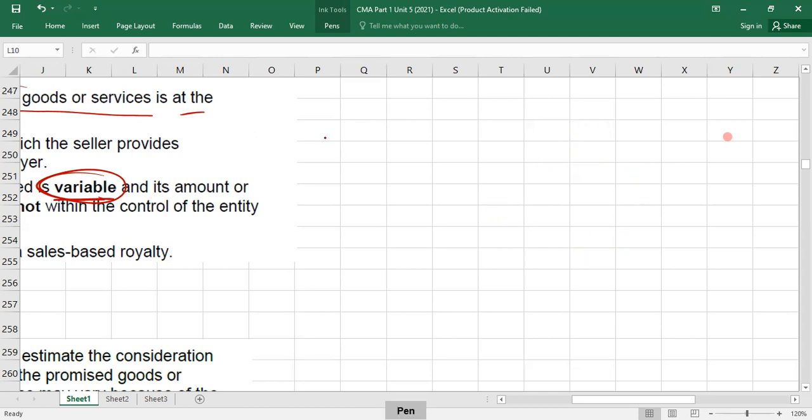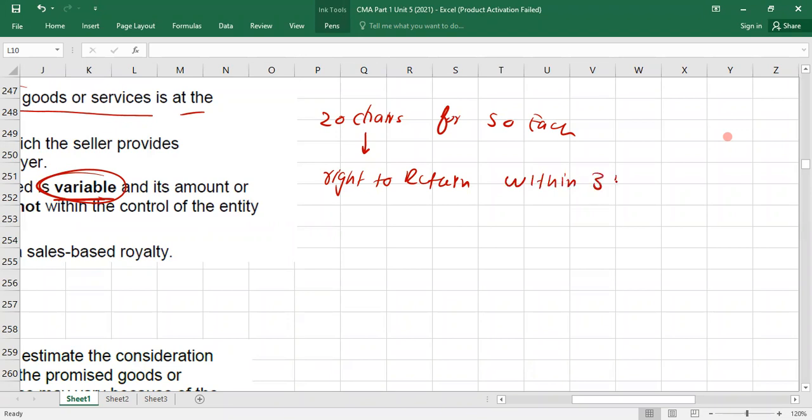For example, I sold 20 chairs to you. How many chairs? 20 chairs for 50 each. Understood? And you are my customer. I gave you the right to return the goods. If the goods are not fit for purpose, or if they are defective, you can return them. You have a right to return within how many months? 3 months. Within 3 months.